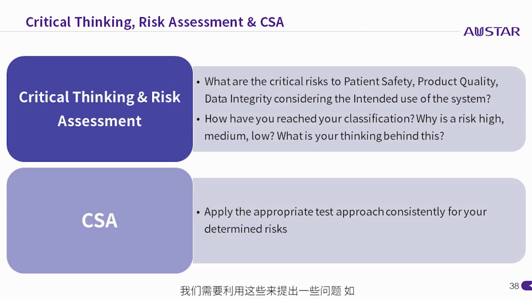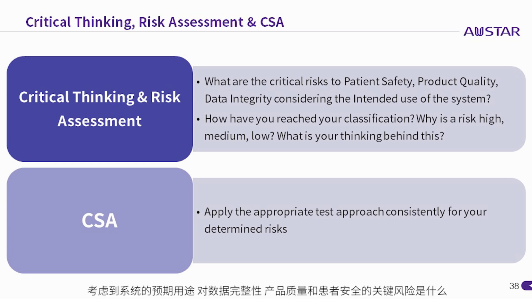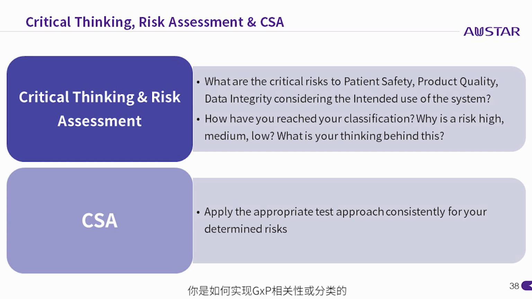We need to make use of these to ask questions like: what are the critical risks to data integrity, product quality, and patient safety, considering the intended use of the system? How have you reached your GxP relevance or GxP classification? A rationale: why is a risk high, medium, or low? And do we talk about a functional risk or a GxP risk? What is your thinking behind this?